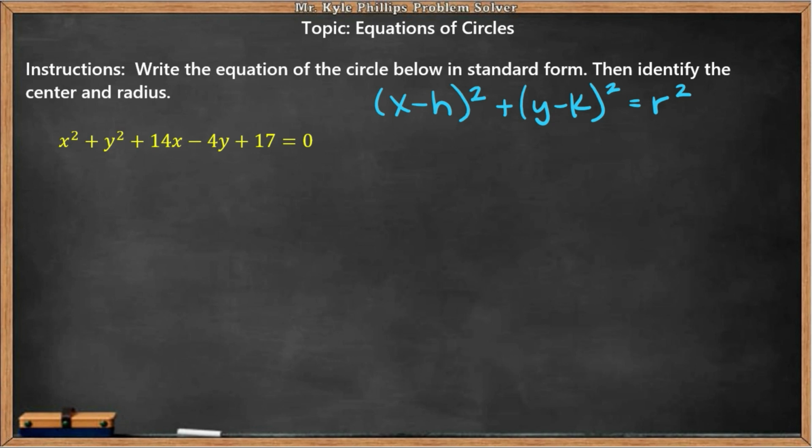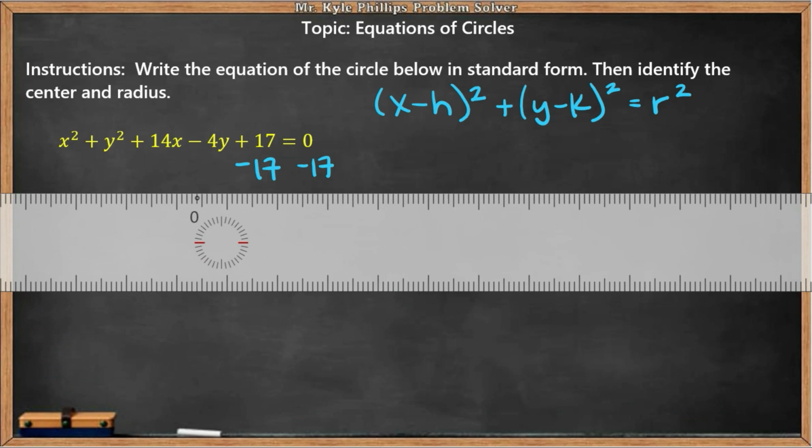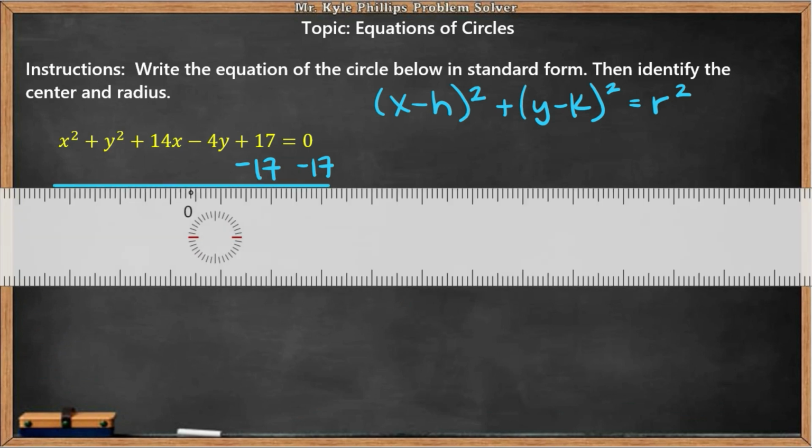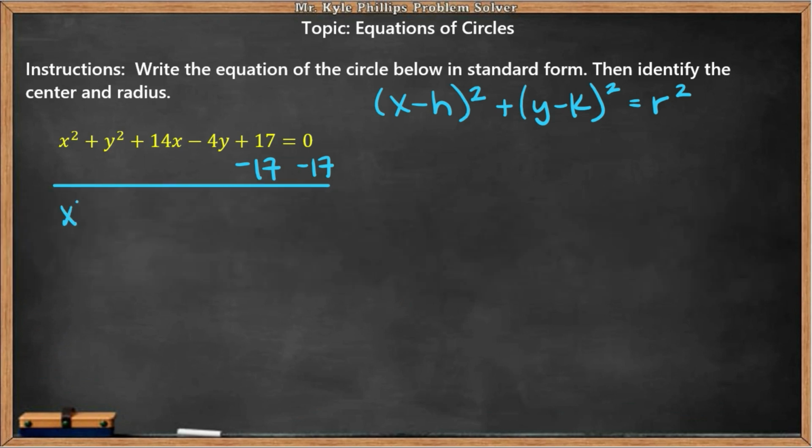So here's the first thing we're going to do. We're going to move all constants to the right-hand side. So they are adding 17. We will subtract 17. So here I can say, let's subtract 17 from both sides. So now I am left with x squared. Now, while I'm rewriting this, I am going to go ahead and group my x's. So I have an x squared here. I want the 14x to be by it. Y squared and the y.